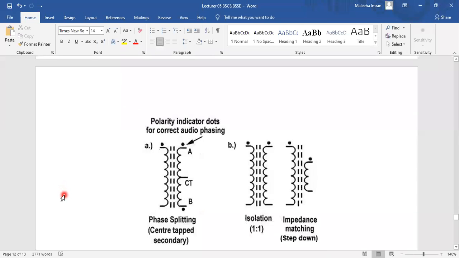Next we have the isolation transformer, I mean the ideal transformer. In the case of the ideal transformer, what we have seen is the number of turns in both windings are the same. So it means the turn ratio is 1:1. This is the impedance matching transformer. That is a step down. इसका मतलब ये हुआ कि इन दोनों ट्रांसफार्मर की इम्पीडेंस जो है वो मैच करेगी.